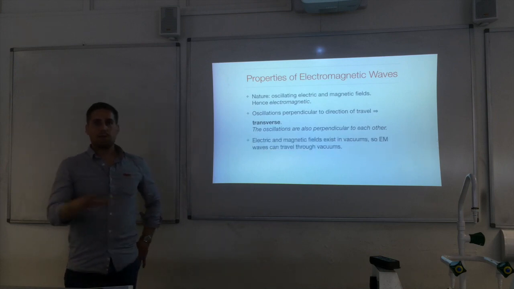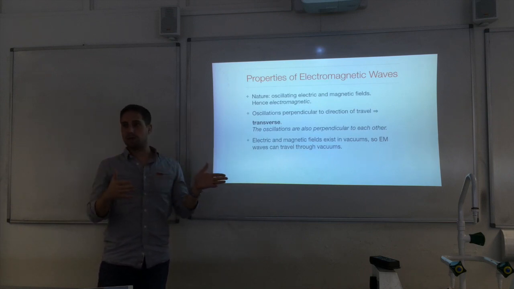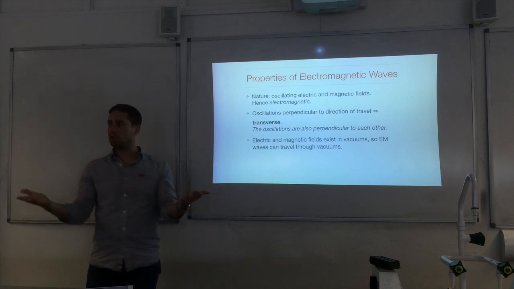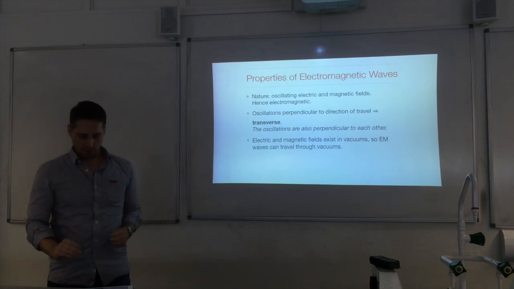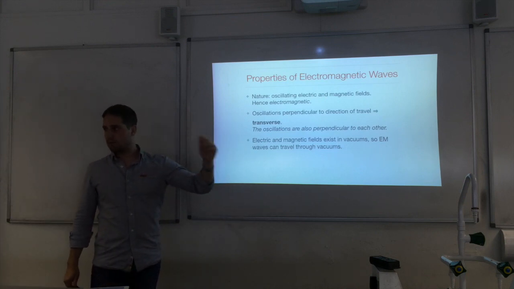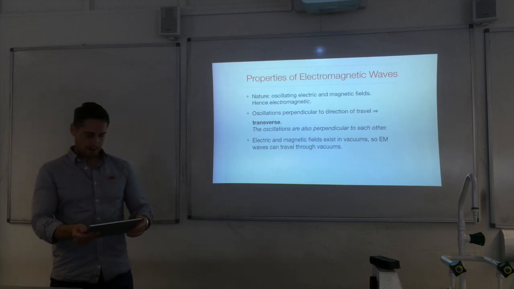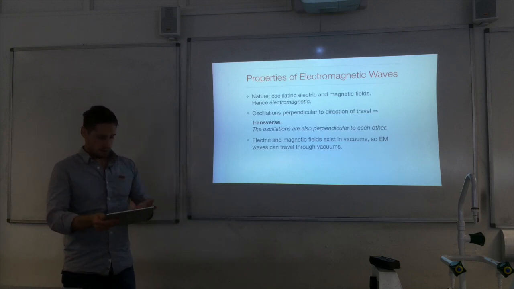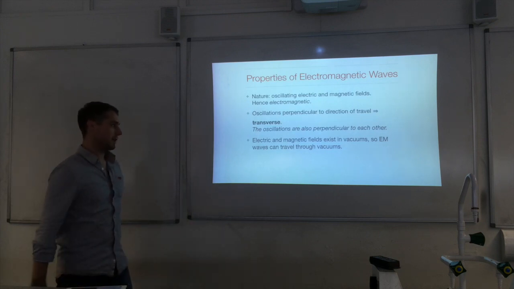Now, electric and magnetic fields can also exist in vacuums, and that enables electromagnetic waves to travel through vacuums. If the fields can exist there, then the oscillations can exist in vacuums, so EM waves can travel through vacuums. That's how infrared, visible light and ultraviolet reach us from the sun. And then, of course, we detect all sorts of other electromagnetic waves from space as well. Space is a vacuum, pretty much, so they can travel through it.